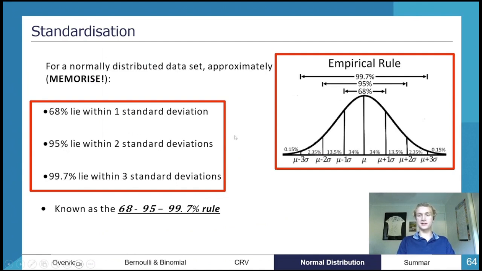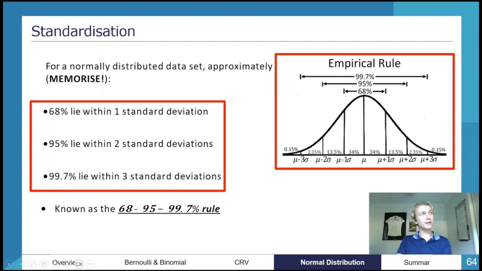Then we have that 95% lie within two standard deviations, so between here and here. So 0.95 is the probability here. And of course, if we were to integrate between here and here, or do normPDF between negative infinity and positive infinity, you get 1. The probability is going to be 1, isn't it? And 99.7% lie within three standard deviations, so between here and here, 0.997 is the area.